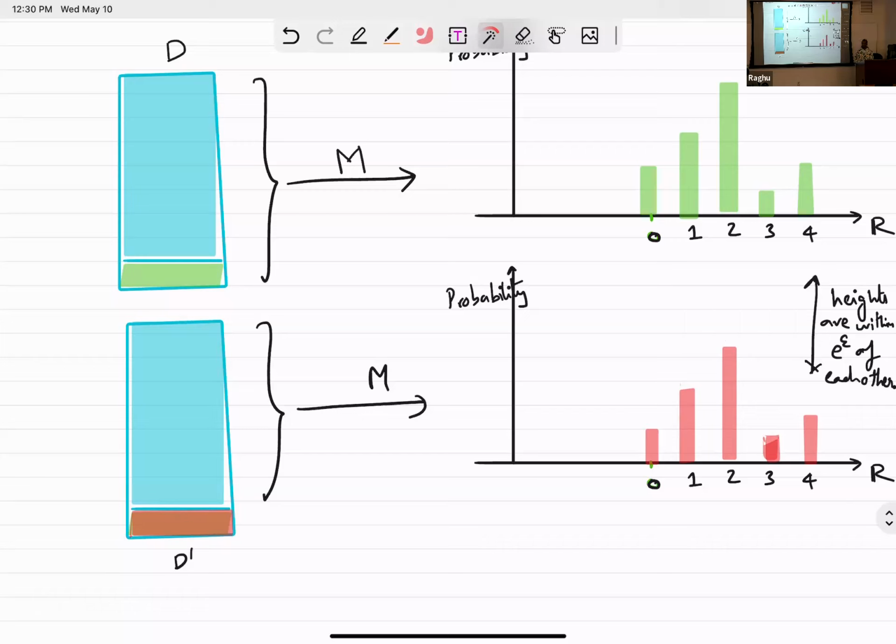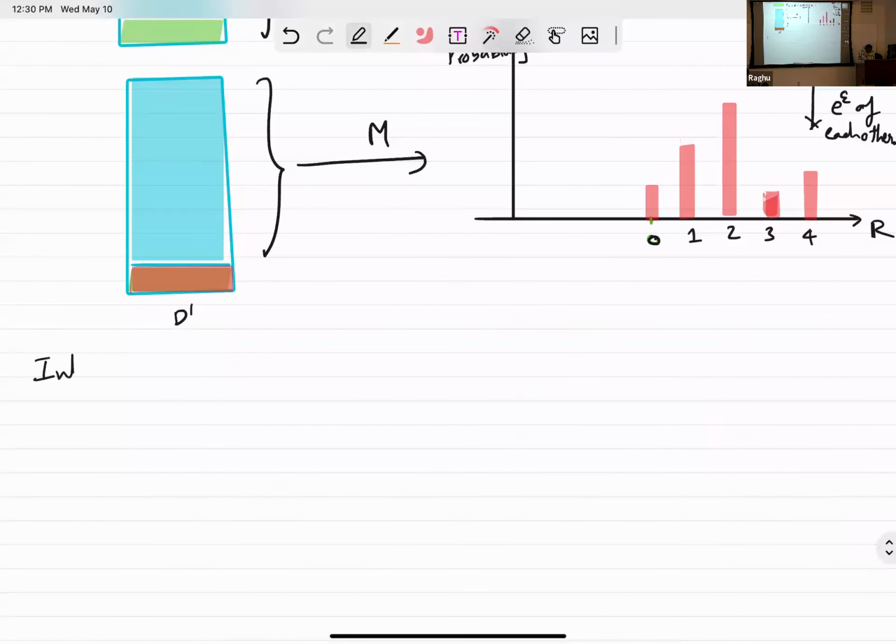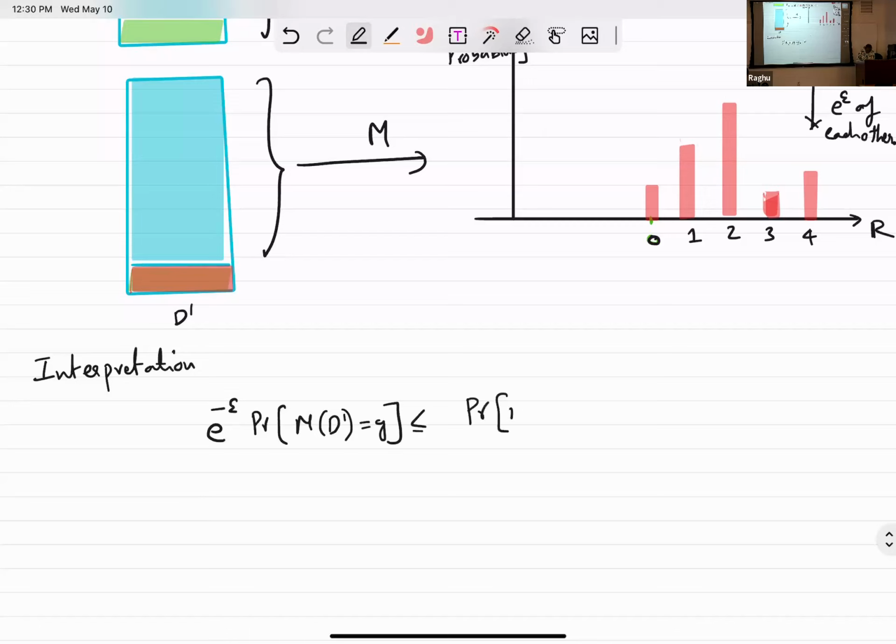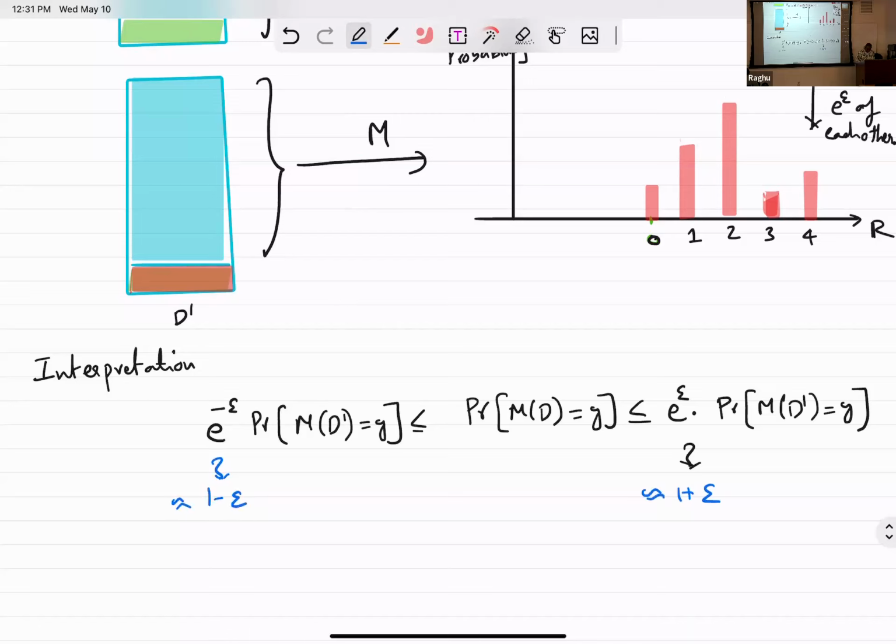Okay, any other questions? So the interpretation, as I said, is you're saying e to the minus epsilon times this, and you should think of both of these things as really just 1 plus epsilon and 1 minus epsilon.